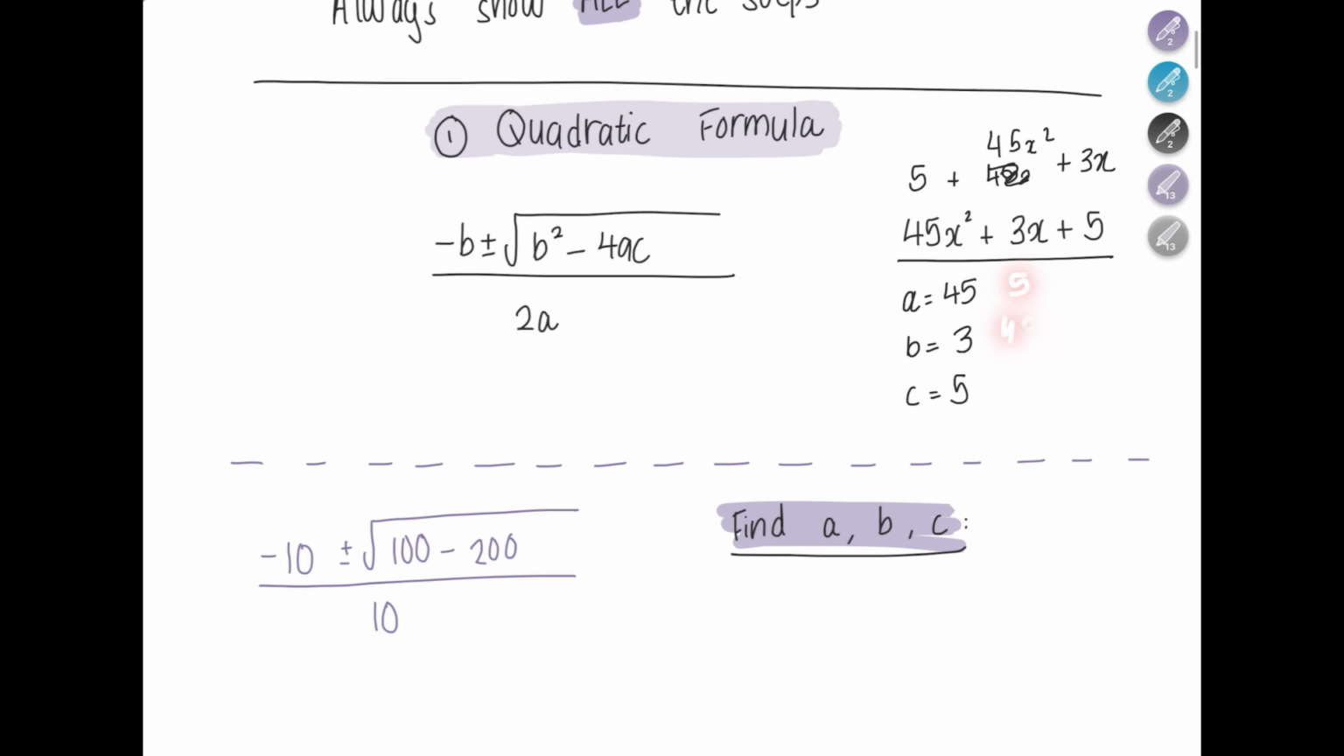Now if, for example, this was written as 5 plus 45x squared plus 3x, a doesn't become 5 or 45 or 3, okay? Always look at the variable attached to it. x squared is a, x is b, this is c. Apply these numbers into the formula.